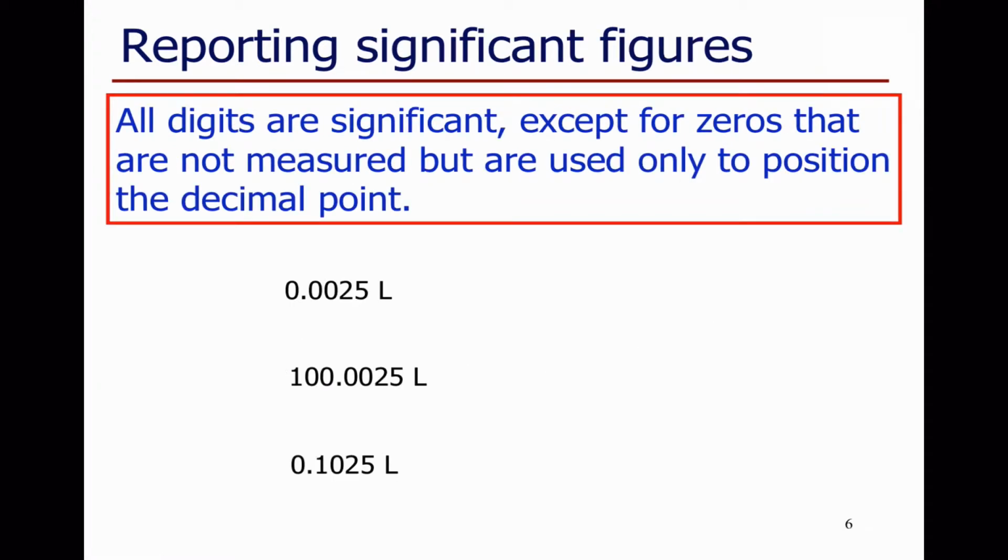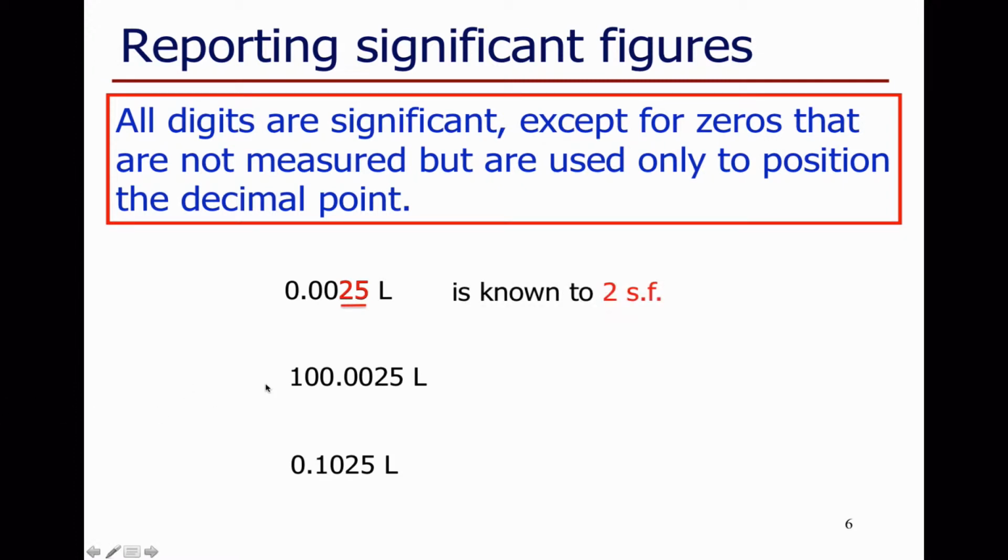So when we look at a scientific report or a paper, or even a question in an exam, we should be able to tell how many significant figures each measurement has by looking at how it's written. All digits are significant except for zeros that are not measured, but are used only to position the decimal point. So here we've got a number. The zeros here aren't significant, only the 2 and the 5 are significant. We don't know anything about how accurate this number is to the next decimal place. It's only written to 2 significant figures, and this number is known to 2 significant figures.